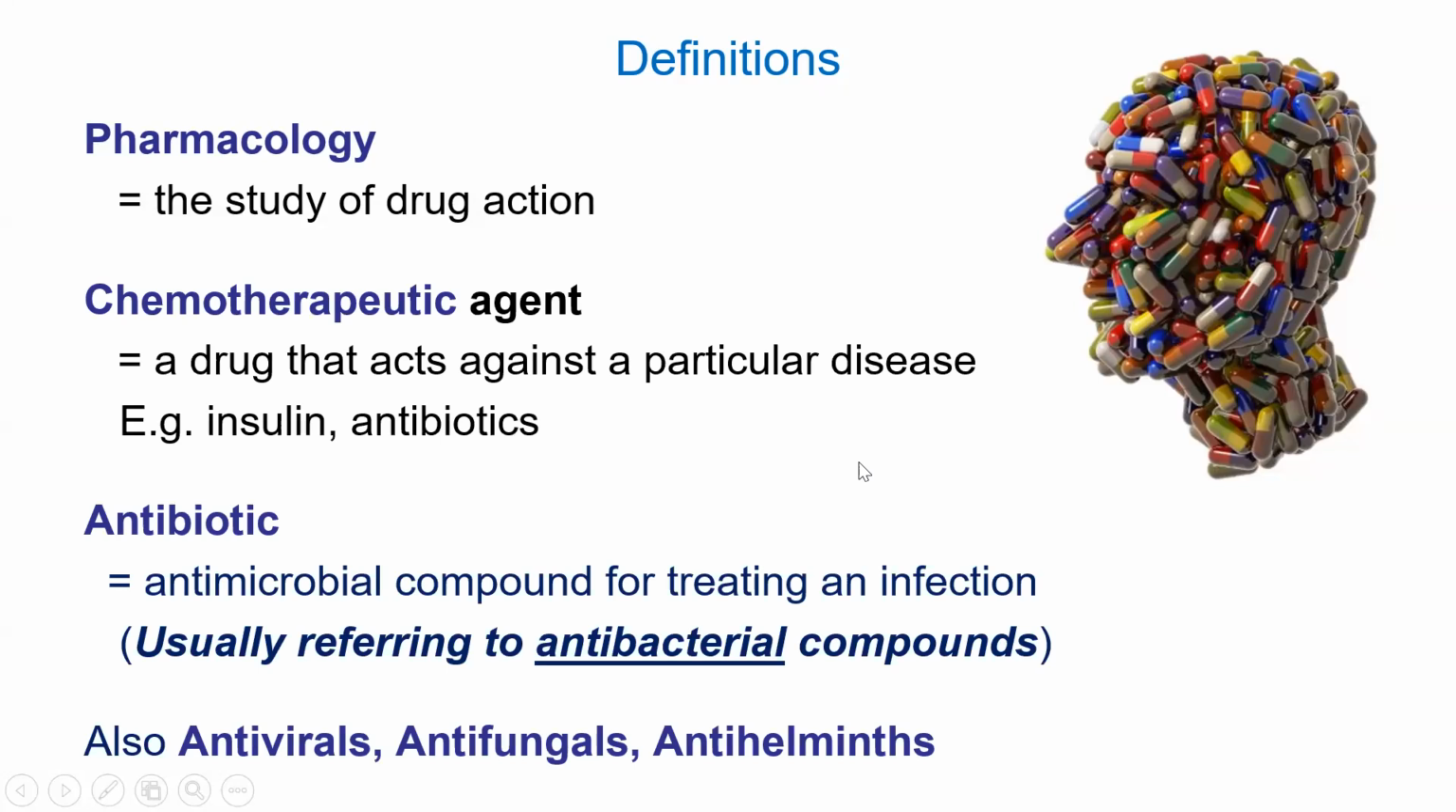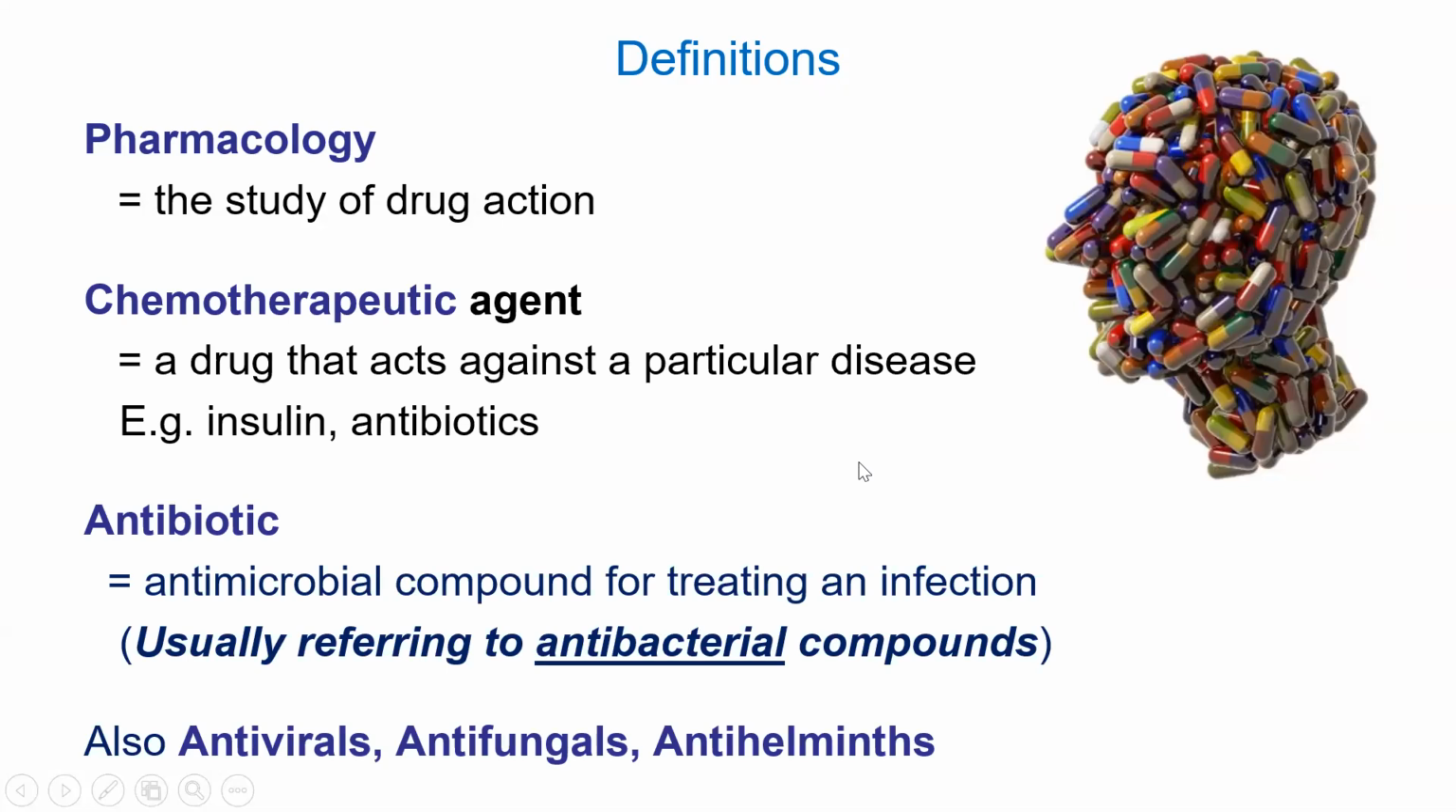Sometimes we use the word chemotherapeutic agent, and that doesn't necessarily mean cancer, right? It could mean a drug treating a disease. So insulin, right? Used to treat type 1 diabetes. That's technically a chemotherapeutic agent.